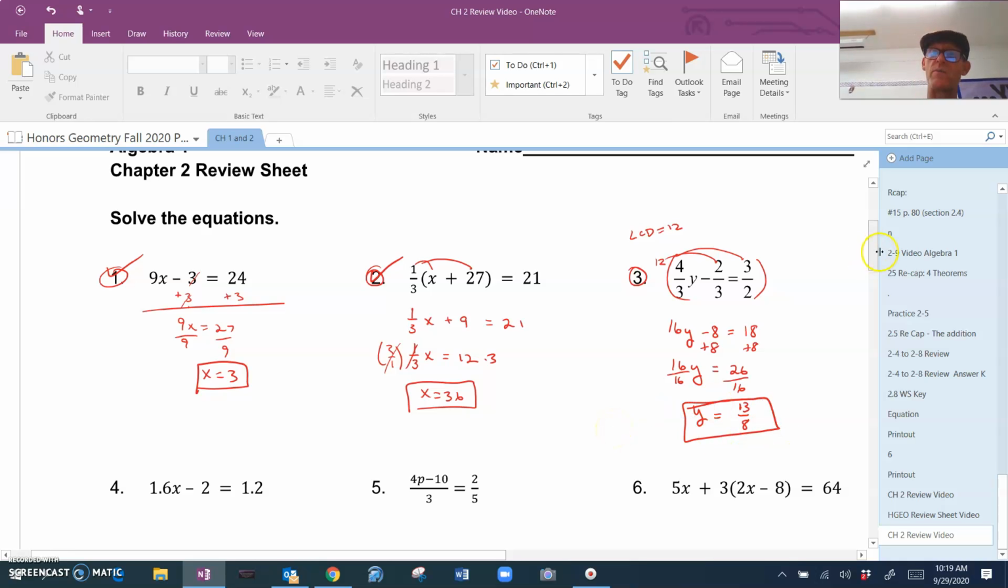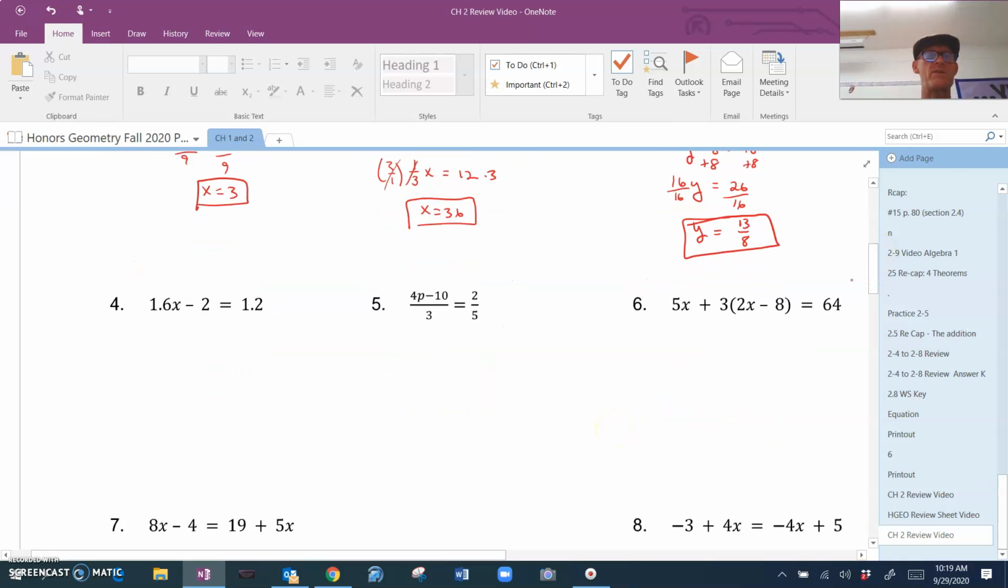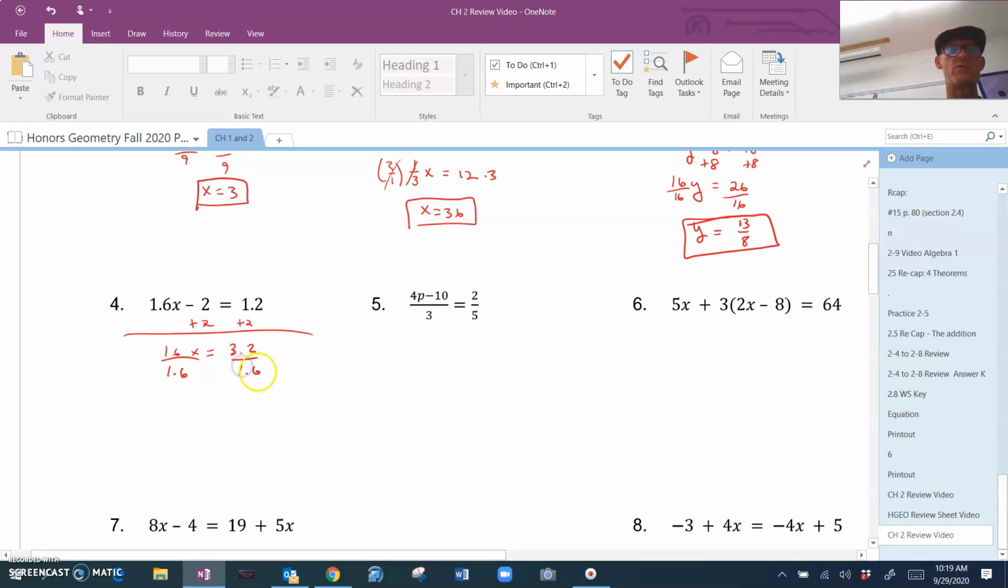And moving on to problem number 4 now is a decimal problem, but you don't need to multiply it by 100. You can just add the 2. And you get 1.6x equals 3.2. And if you divide both sides by 1.6, you end up with x equals 2. 4, check in the books.